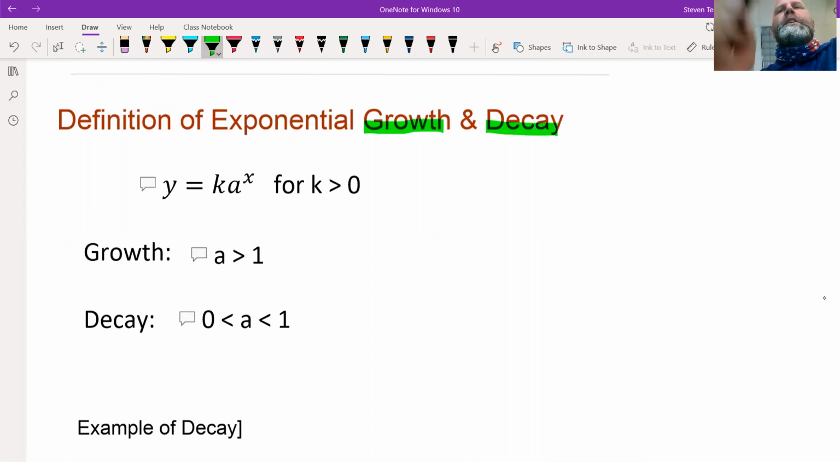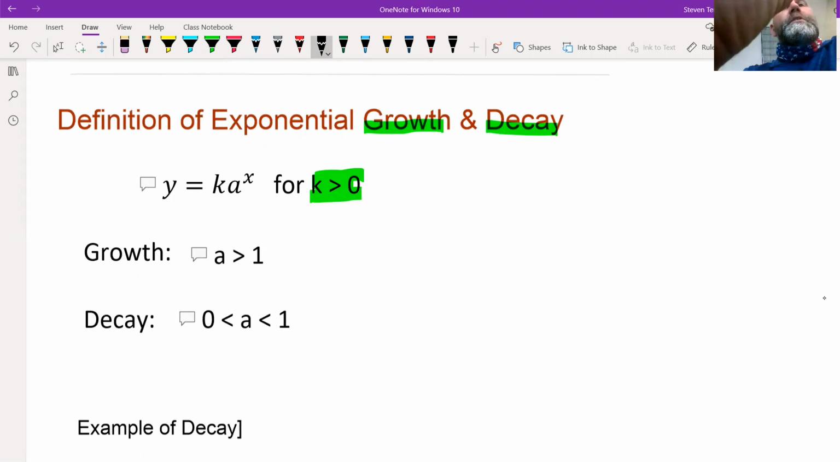of growth and decay. And because we're talking about real world applications, this K value is going to be positive. So this right here, the number in front of your base, is going to be positive for the application of growth and decay. Going down to growth, A is going to be a value greater than 1, and decay, A is going to be between 0 and 1. We did talk about previously why A cannot equal 1, as well as A cannot equal 0.